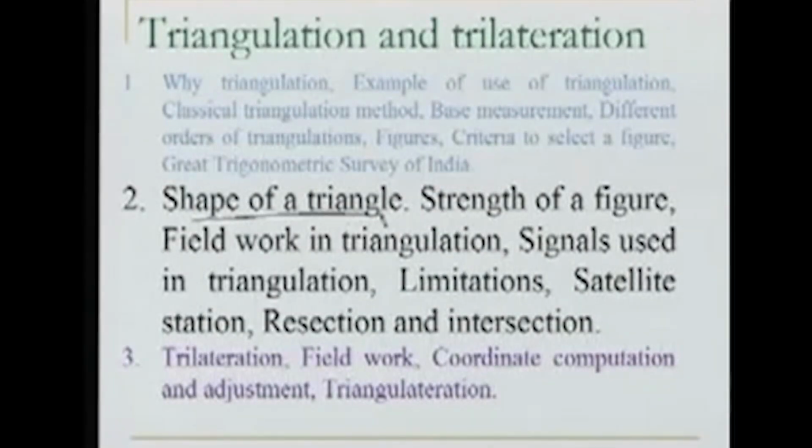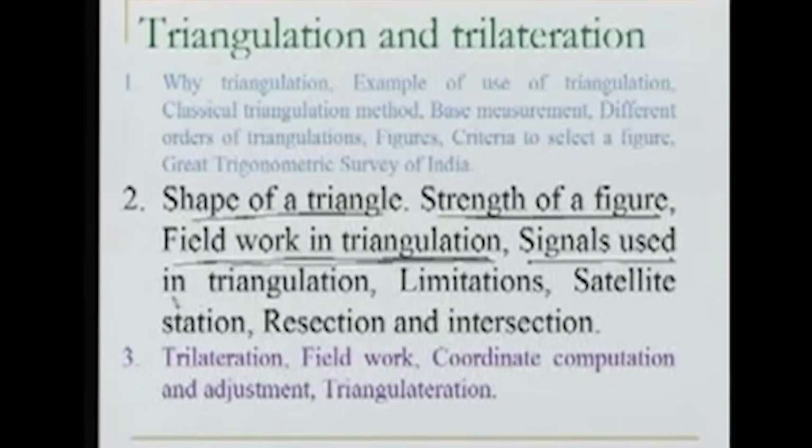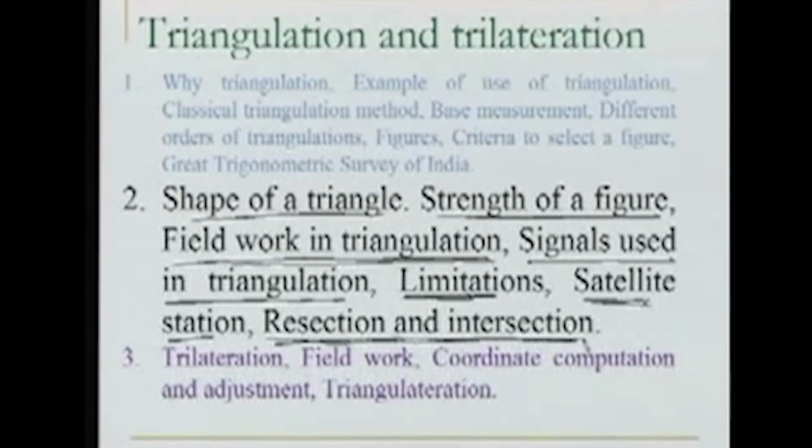What we will do today, we will start by talking about the shape of a triangle, then strength of figure, then further what all field work is required in triangulation, what are the steps, what do we do actually in the field. Then something about the signals and towers which we use in the triangulation process, some limitations of these signals, then a little bit about satellite station and something more on resection and intersection. So we will try to cover all these in the video lecture today.